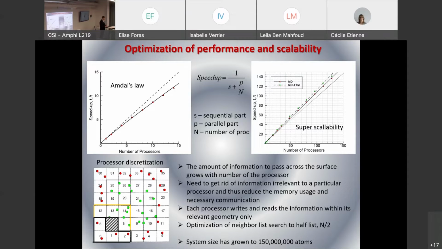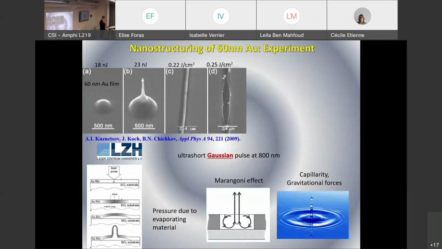So we can now operate with extremely large systems, and we can now come back to the nanostructuring process. We studied this nanostructuring process because there were a number of proposed theories about the mechanism of this nanostructure growth. Among them, there was a theory proposing that the nanostructure grows due to the pressure of evaporating material between the film and the substrate, or it can be the Marangoni effect, or it can be capillarity and gravitational forces.